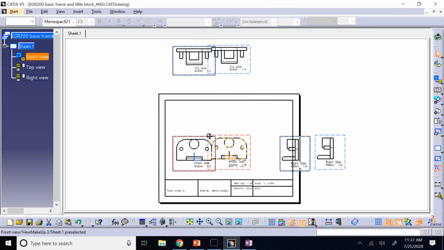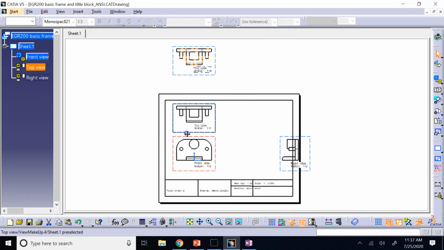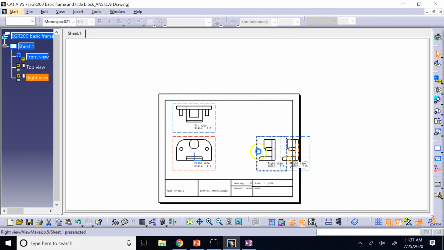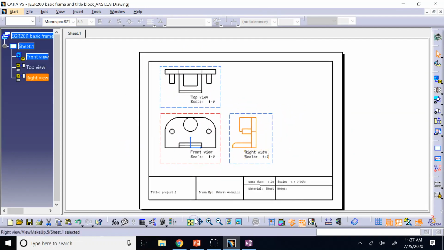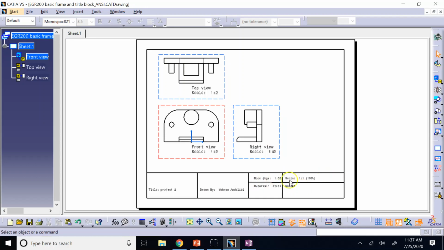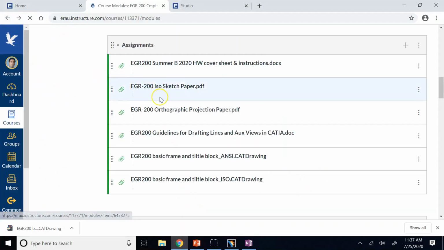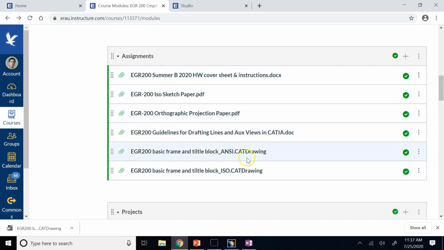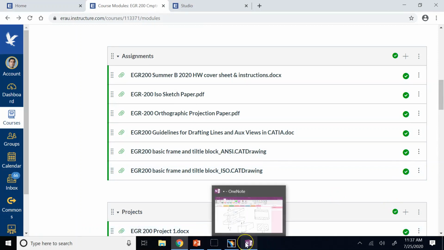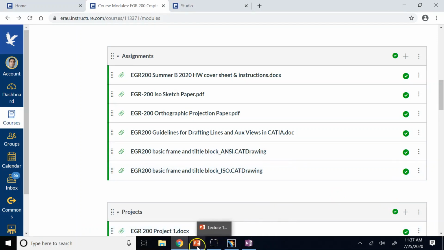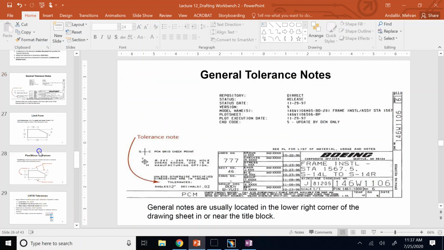Correct, and bring everything in before you do any printing. Okay, so again, I recommend you use these files that are on Canvas under modules, assignment. These two are customized for this course. These are easier and more efficient to use than the default ones.